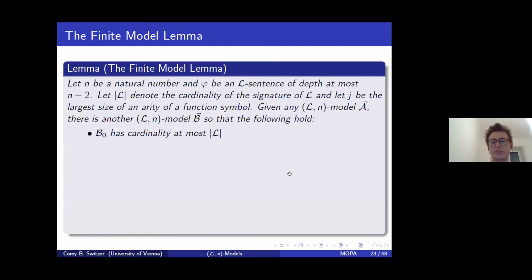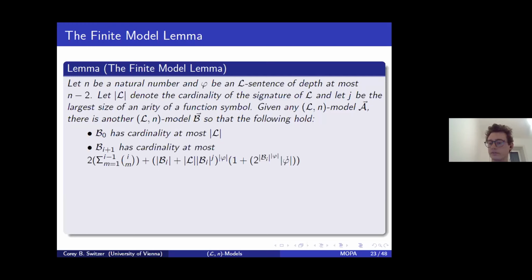So the finite model lemma is the following. Suppose you have a natural number n, and phi is an L sentence of depth at most n minus 2. Okay, so I have the cardinality of the signature of L, and J is the least size, the arity, of a function symbol. Now suppose I have an Ln model A vector. Then the lemma says that there's another Ln model B with the following properties. B0 has cardinality at most the signature of L. And B i plus 1 has cardinality at most this disgusting recursive formula, which I'm not going to read to you.